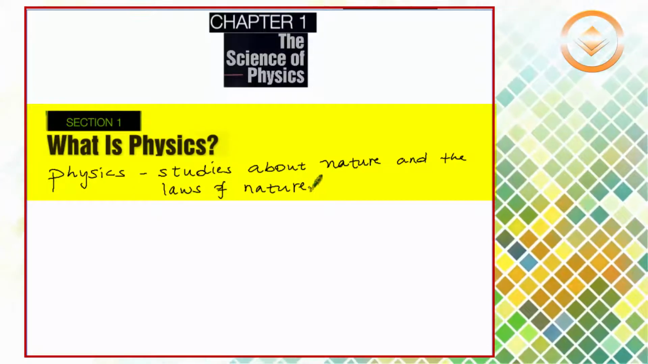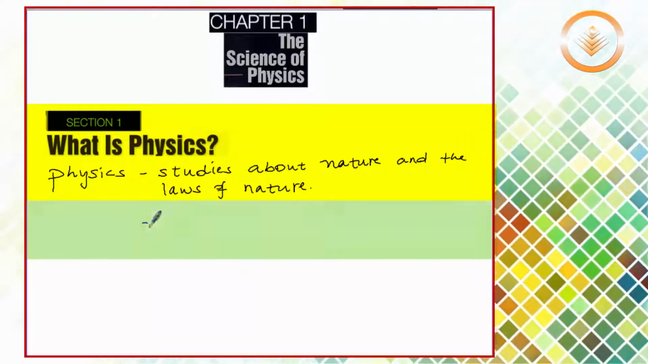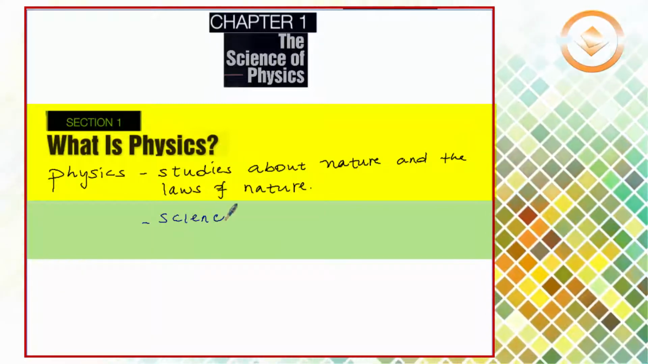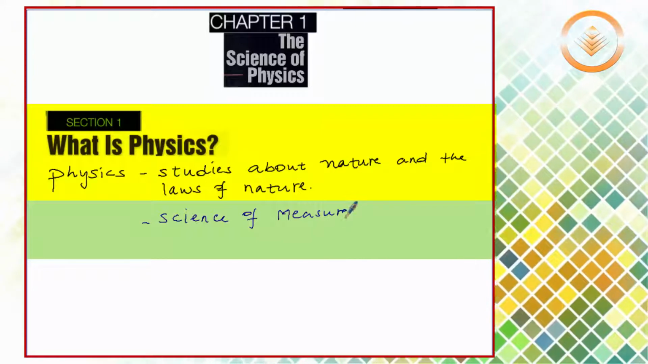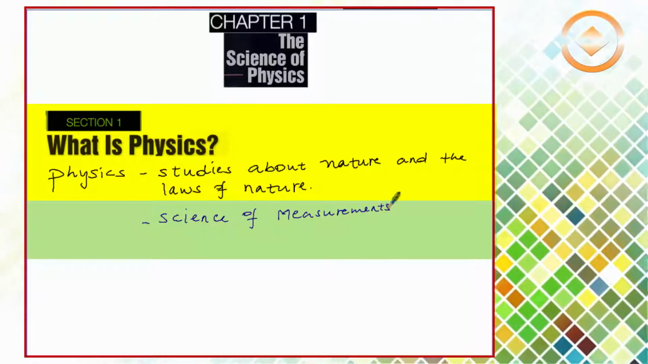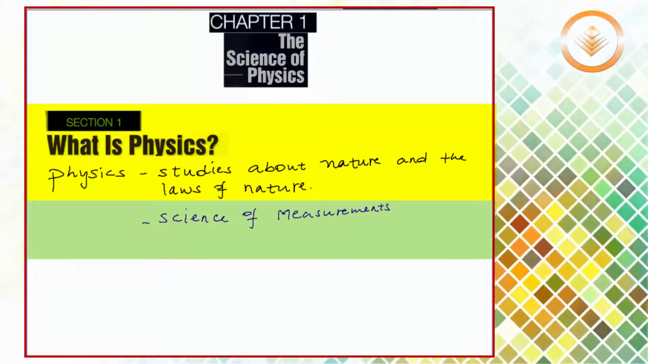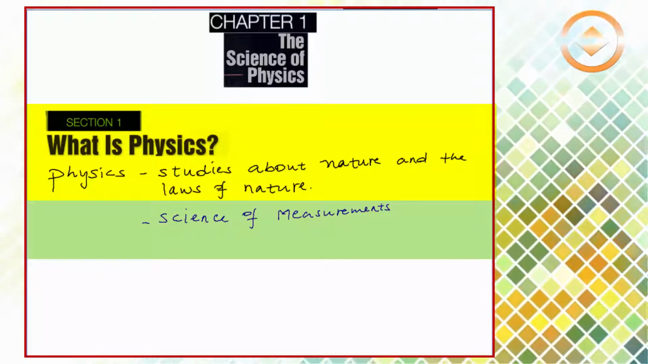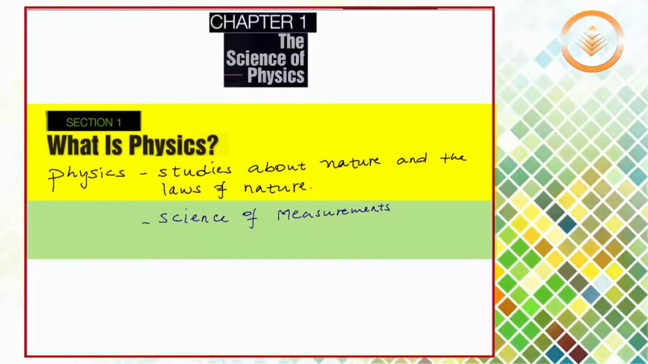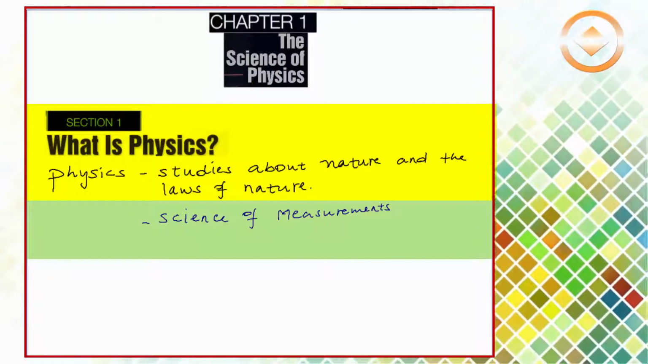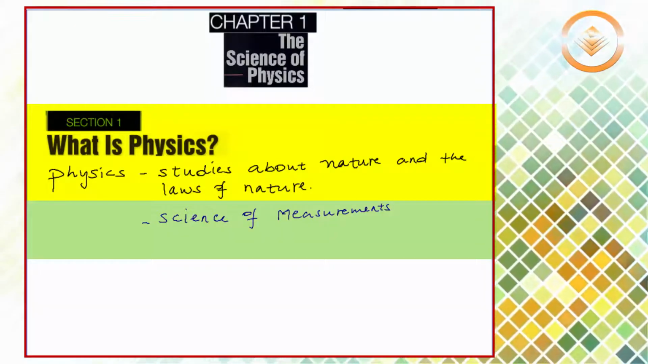Or we can define physics as a science of measurements. It clearly helps us find a way to measure physical quantities, like the length of an object, the mass of an object, the area, the volume, and all these physical quantities.